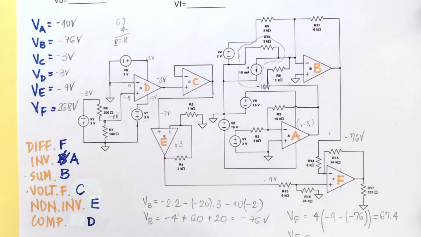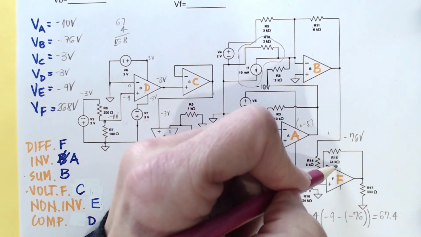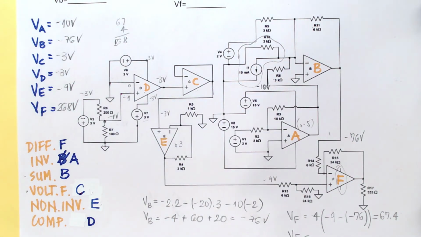I'm calling this here not very good. Maybe we're going to assume that these rails here are plus minus 25 volts. But right now nobody said that, so we'll leave it at that.